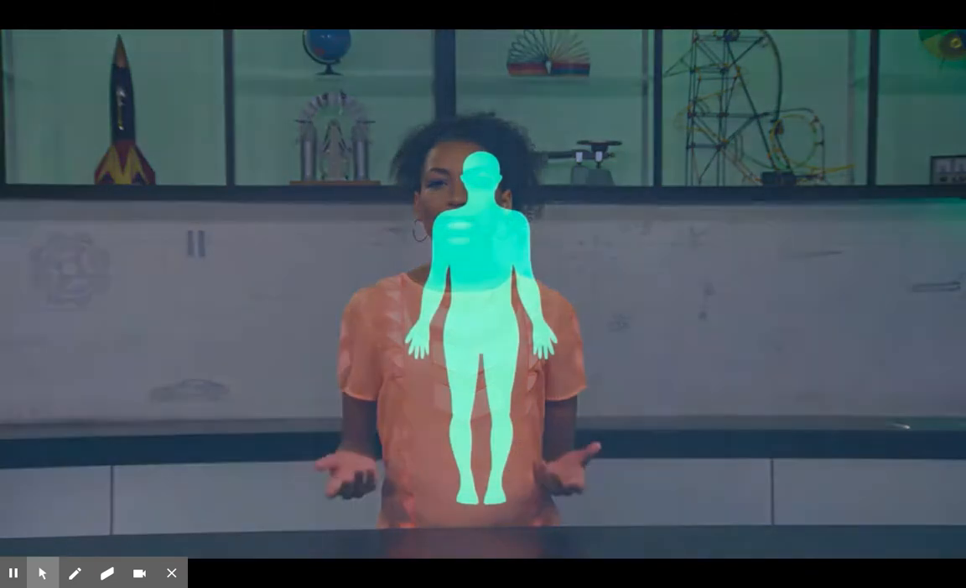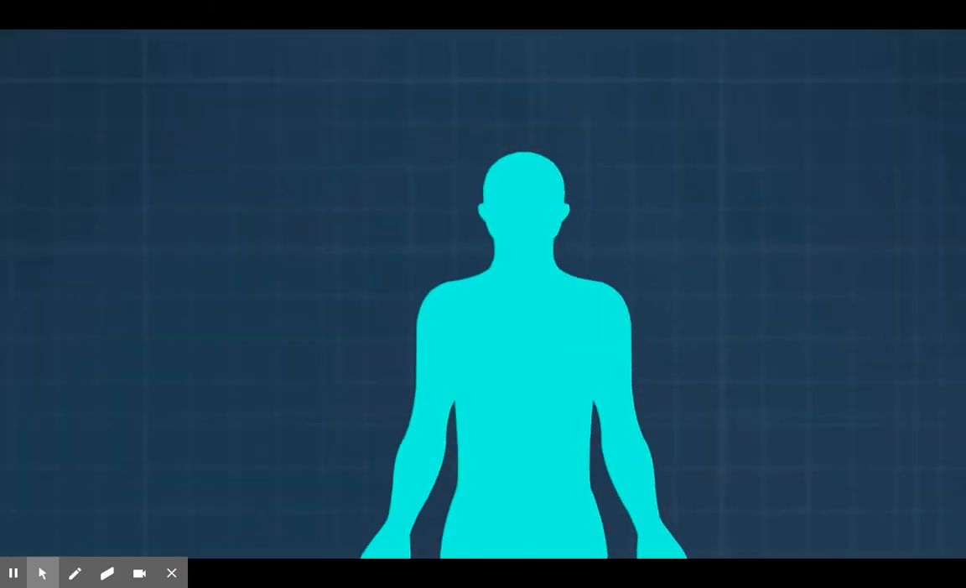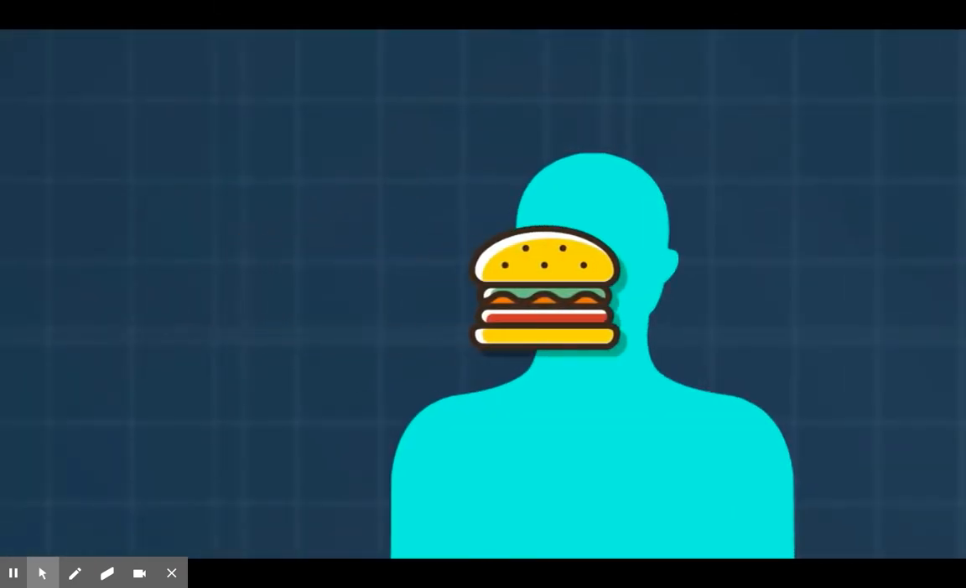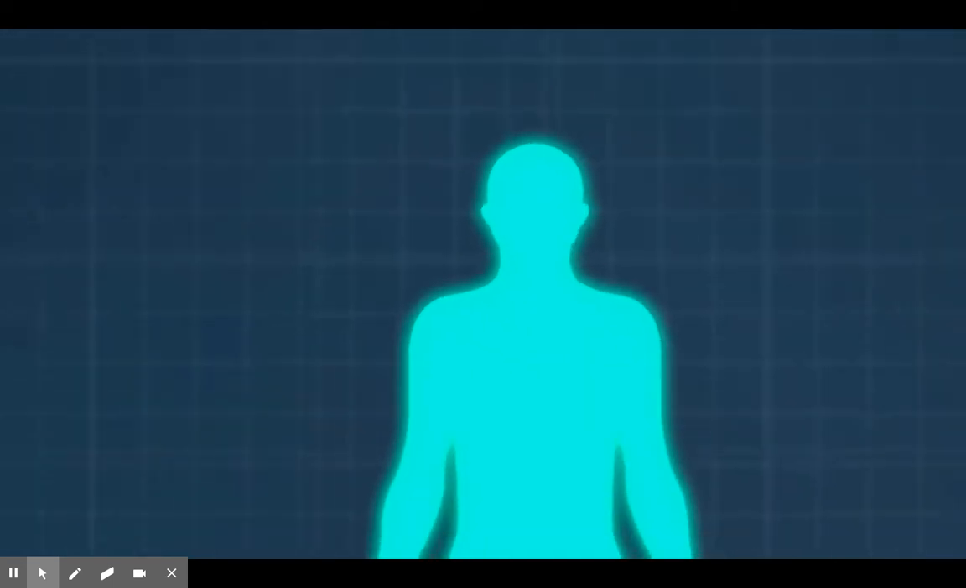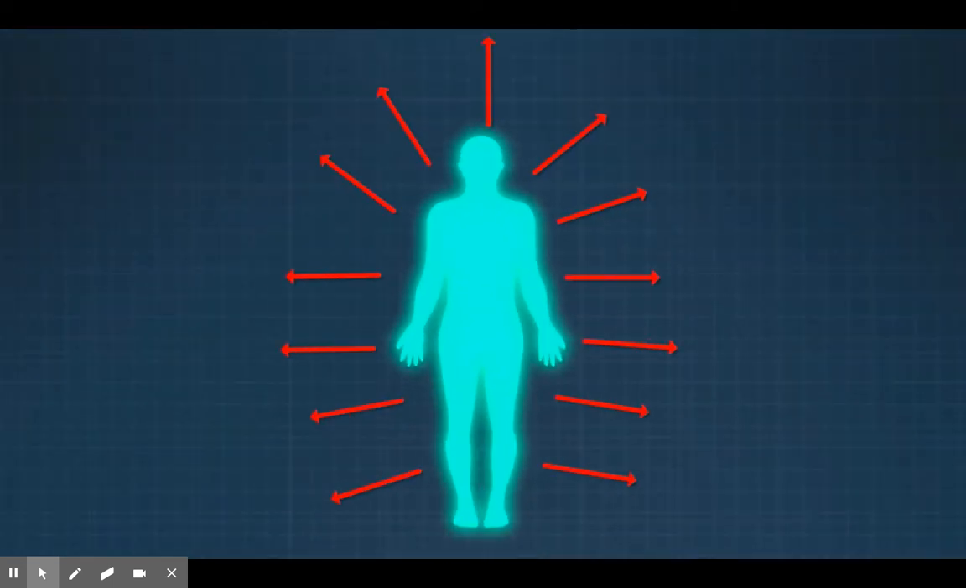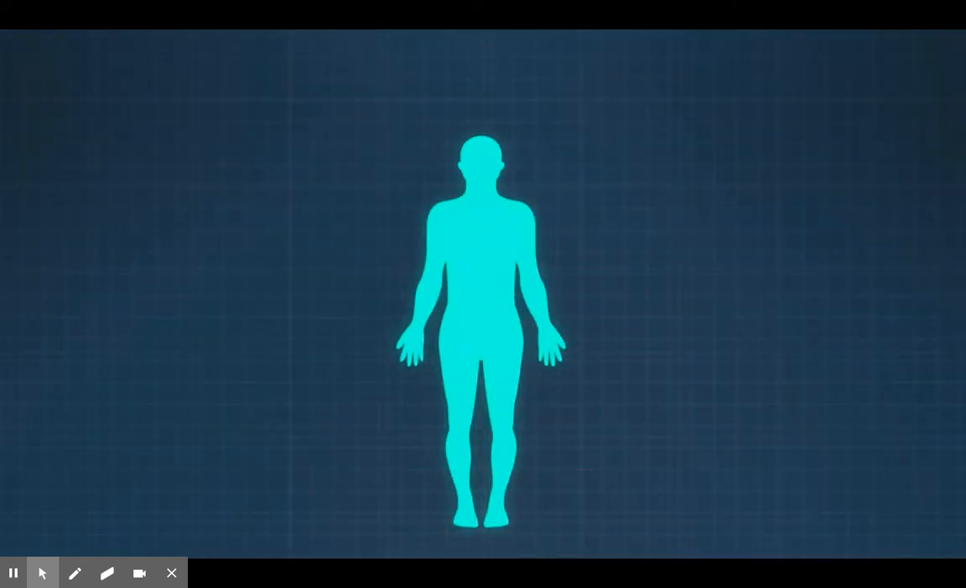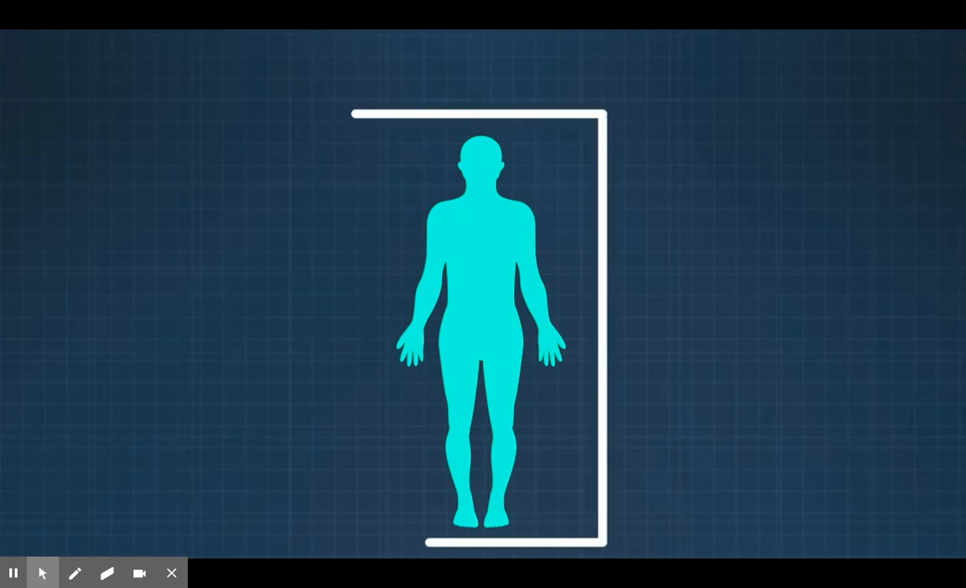But what is a system? A system is simply a collection of objects in a particular area that you want to study. Let's say it's the human body. Energy goes into the body, like food, which is chemical energy. And energy leaves the body, like in the form of heat. That's thermal energy. Let's put a box around the system. In this case, let's make it the human body.